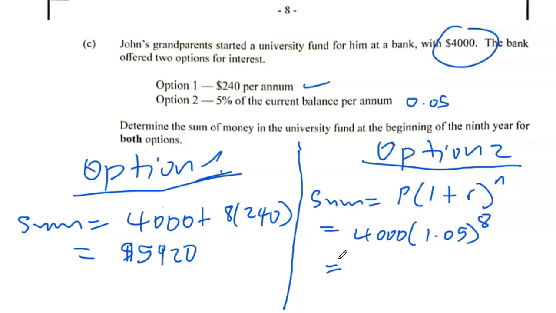I'll do this calculation. We get, to the nearest dollar, 5,910 approximately.